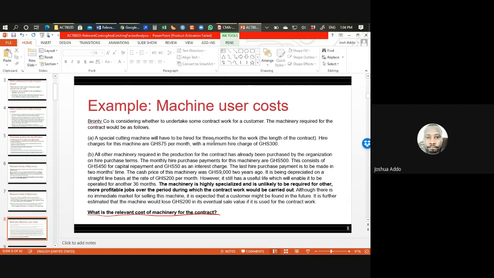Now let's look at the figures involved. The length of the contract will be 3 months. The monthly hire charge is 75, all right? So the total cost will be 75 times 3. That will be what?